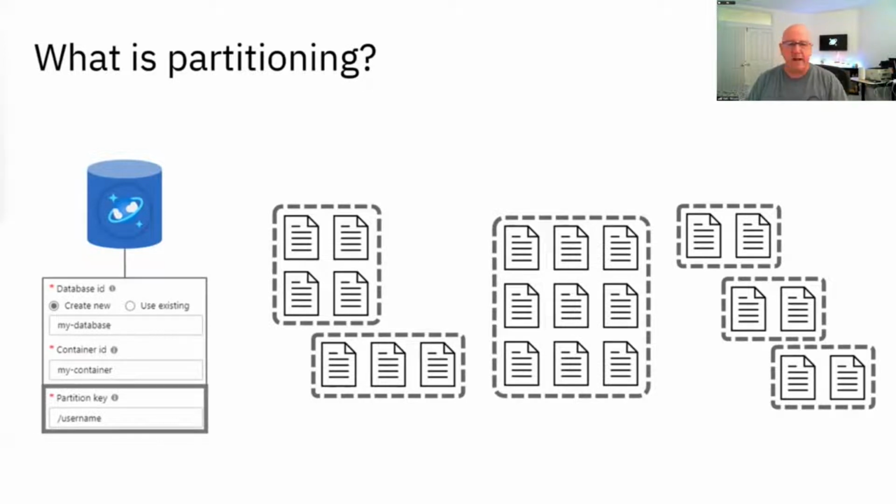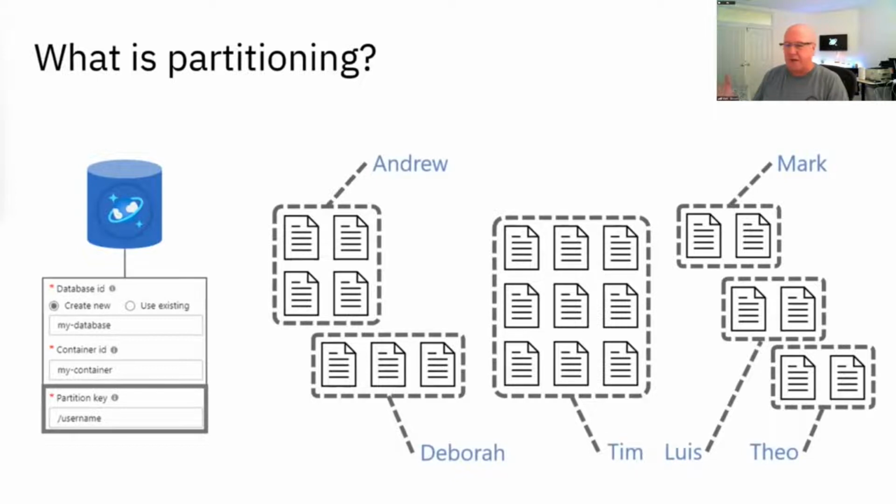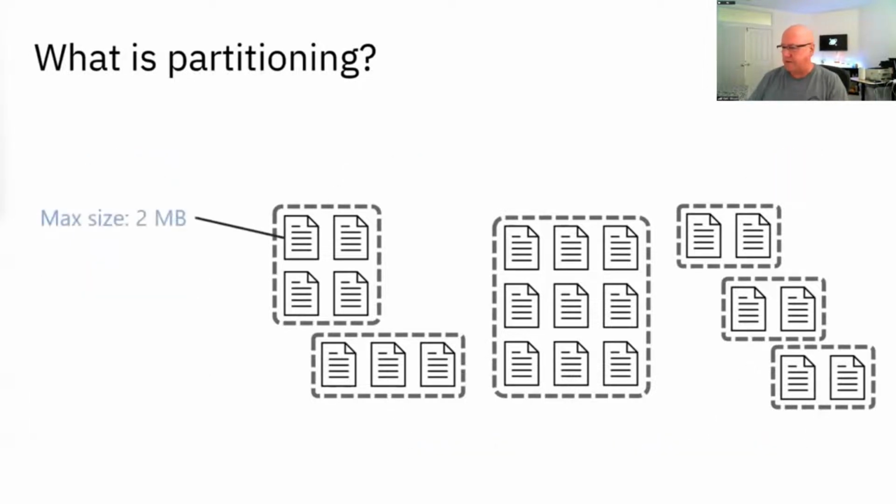When I'm creating a container in Cosmos DB, I need to define the partition key, which is a property in every document, and the value of that is used to decide which logical partition my data is going to sit on. You can think of it kind of like an address to route your data to. Now, using the example of a username for my partition key, we'd end up with logical partitions where username equals Andrew, or username equals Deborah, or username equals Mark, or Theo. So each of the documents with that partition key value end up on those logical partitions that correspond to it.